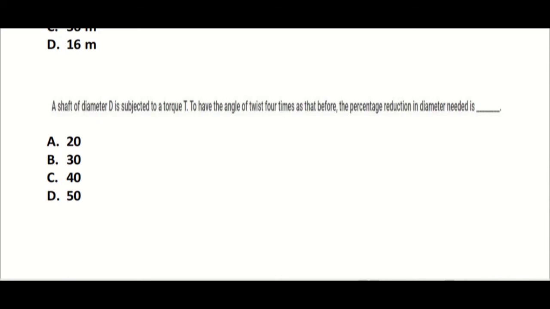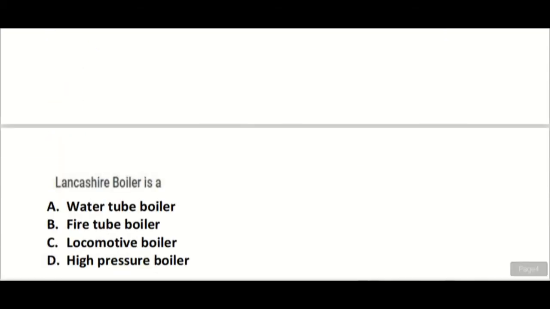So percentage reduction in diameter will be equal to (d1 minus d2) divided by d1 into 100%. Substitute the values of d1 and d2, and from that we will get around 29.28, that will be almost equal to 30%. Okay, 30%. Option B is the right answer.